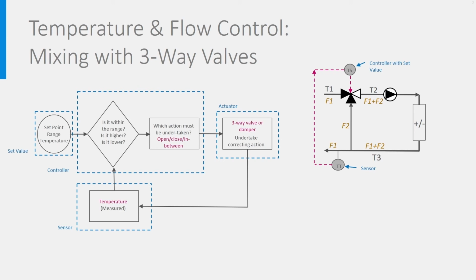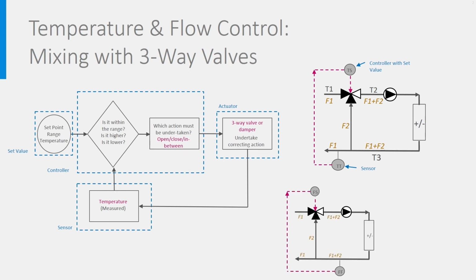Such a control can also be used to control flows. The temperature sensor may then be replaced by a flow sensor. You see here how such a three-way valve works, and on the picture below you see the electromotor actuating the valve.